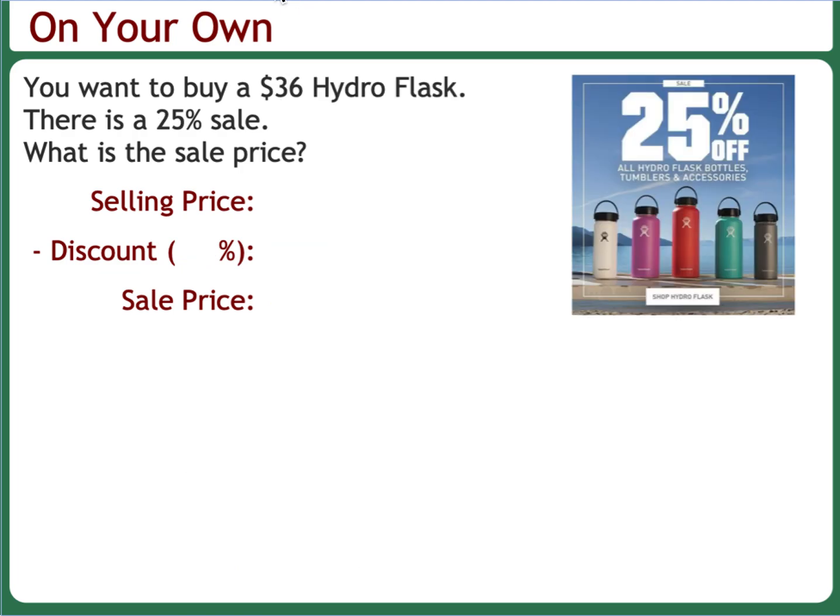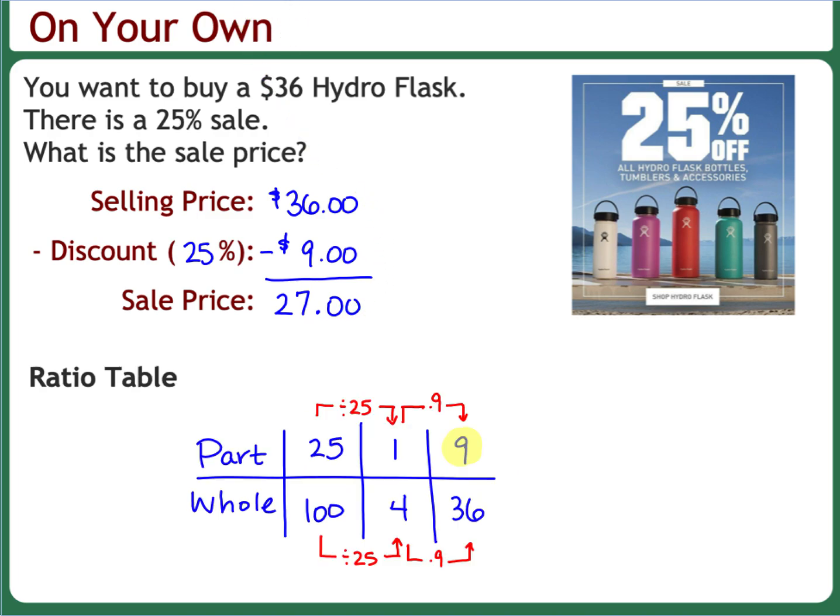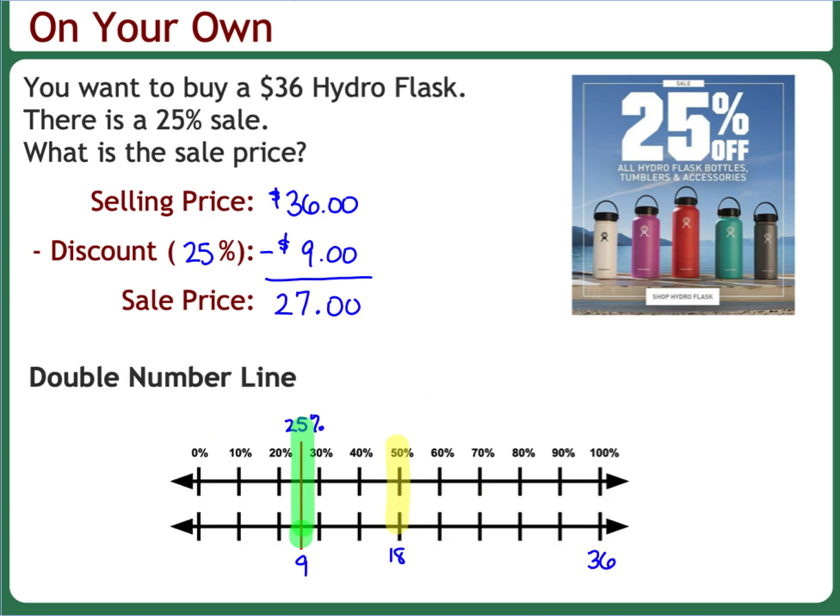All right, one more on your own. So you want to buy a $36 hydro flask. There's a 25% sale. What is the sale price? All right, so 25% of 36 would get you a $9 discount. So $36 original selling price minus the $9 discount means you are going to pay $27 plus tax, of course. Here's the ratio table, and finally the double number line.